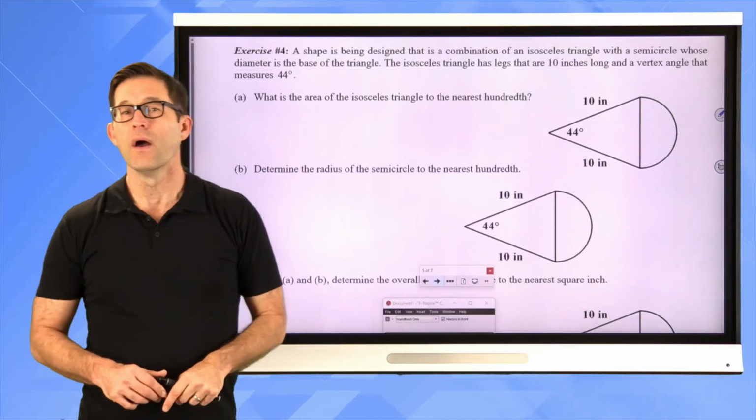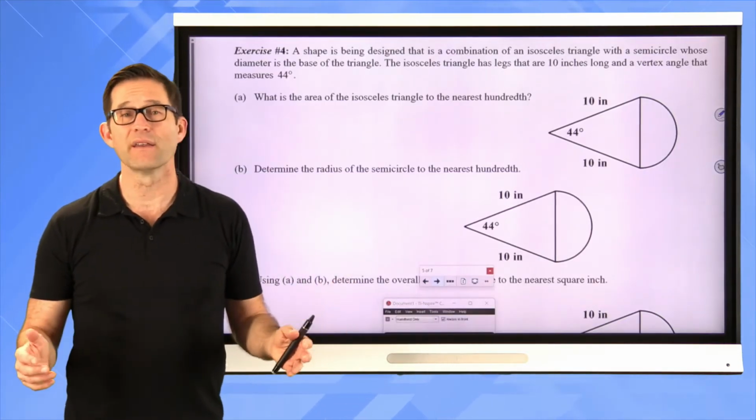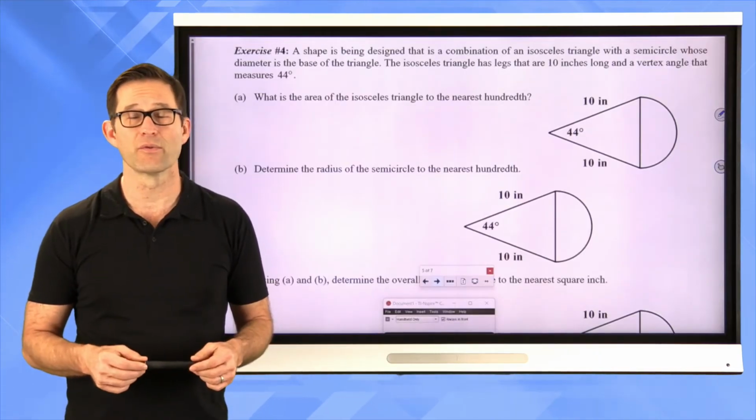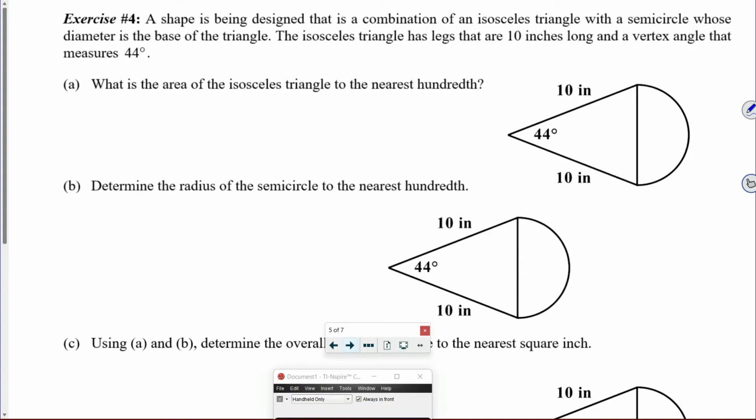All right, now, we have all sorts of sophisticated techniques that can come into play. Let's take a look at exercise number 4. A shape is being designed that is a combination of an isosceles triangle with a semicircle whose diameter is the base of the triangle.